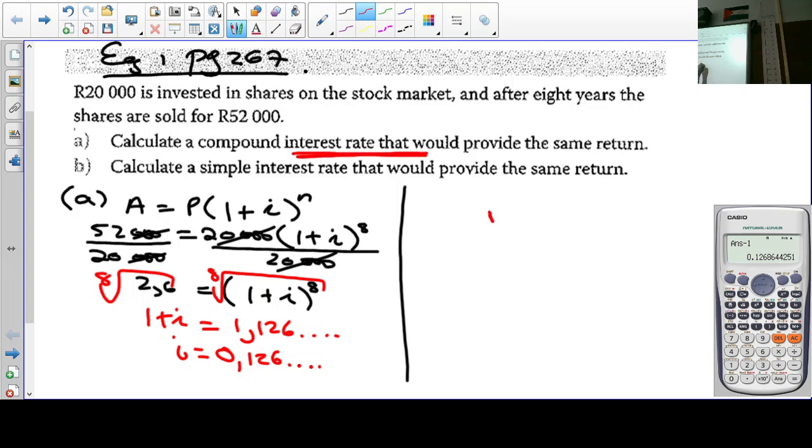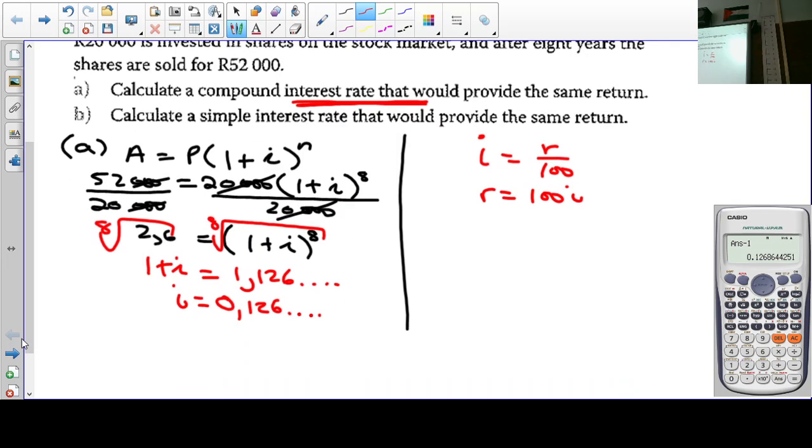Remember, your rate would be your I value over 100. No, other way around. Your I value is normally your rate over 100, not so? But remember, now I have the I value, but I want the rate. So for the rate, it's going to be I times 100. You guys understand? So what do I do here? I must multiply this by 100.